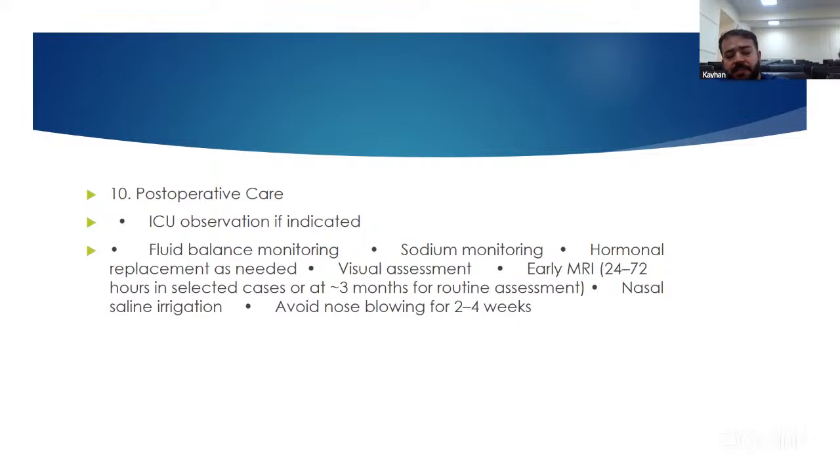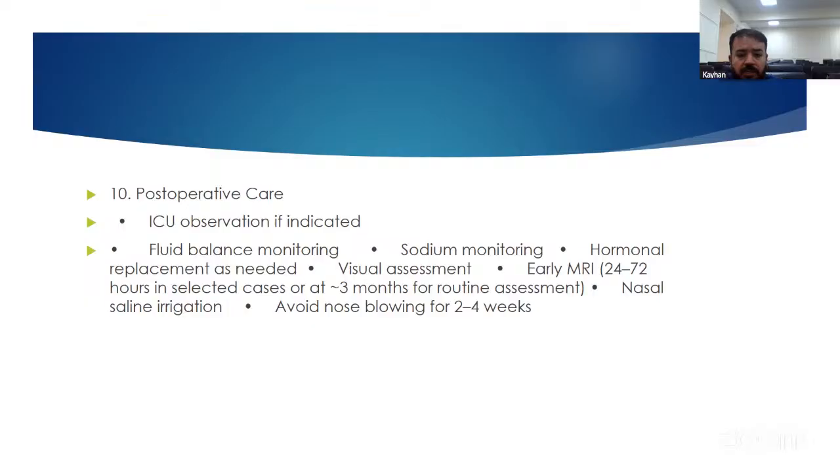So post-op, the patient is shifted to the ICU for observation, basically for urine output monitoring, creatinine monitoring, and sodium monitoring, and also hormonal replacement as needed. And there is visual assessment early, at 24 to 72 hours. If there is any deterioration in the patient's visual acuity, or any deterioration in GCS or neurological status, we do an urgent MRI within 24 to 72 hours. But I do MRIs up to 3 months as routine assessment for the follow-up of the patient.